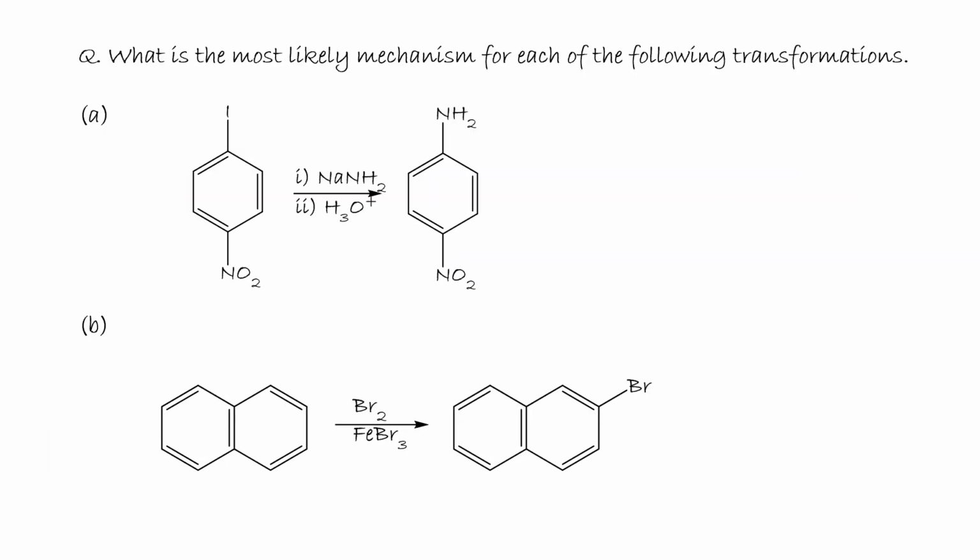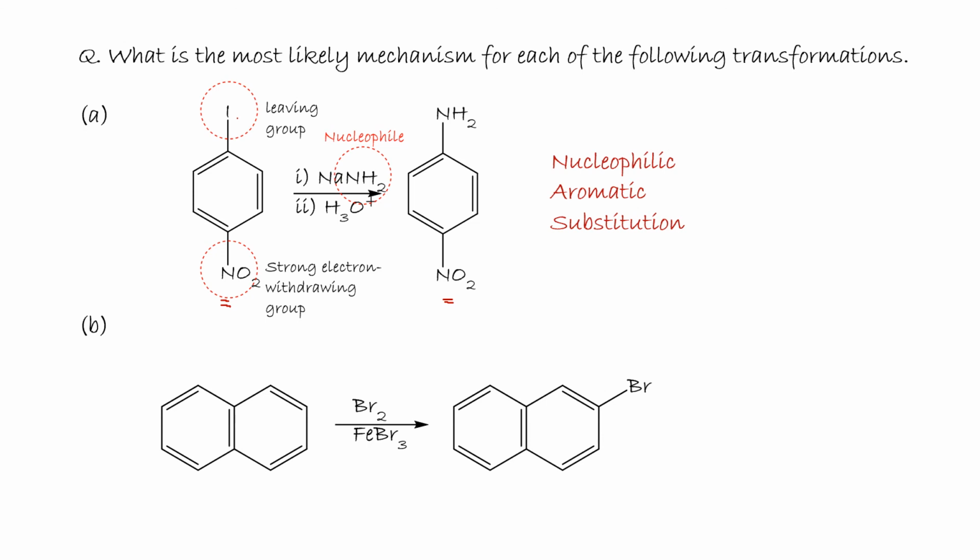Let us apply the concept. What is the most likely mechanism for the following transformation? Here we have para-nitro-iodobenzene going to para-nitroaniline. So we have a leaving group, we have a strong electron-withdrawing group, we have a good nucleophile, then the reaction will go by nucleophilic aromatic substitution.